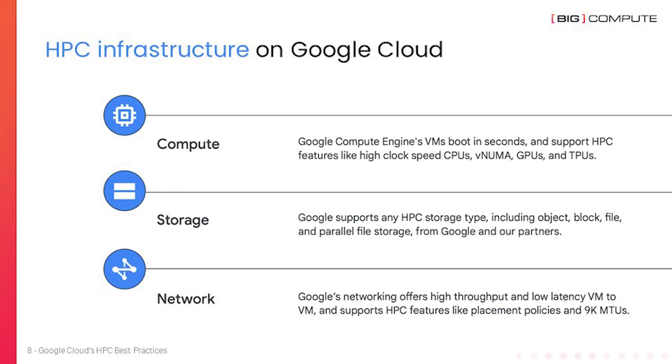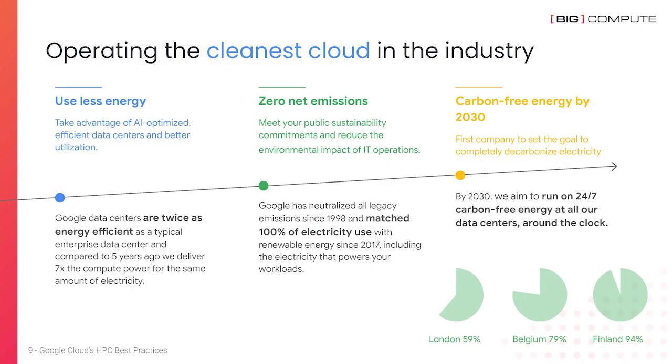Before I dive in further, I wanted to highlight how, over the last decade, Google has built the cleanest cloud in the industry. We have been carbon neutral since 2007, including offsetting all our emissions since we were founded in 1998. However, carbon neutral is really only the starting point. It's about offsetting emissions. Your emissions can actually still be growing, so we need to move beyond that and start to think about reducing emissions.